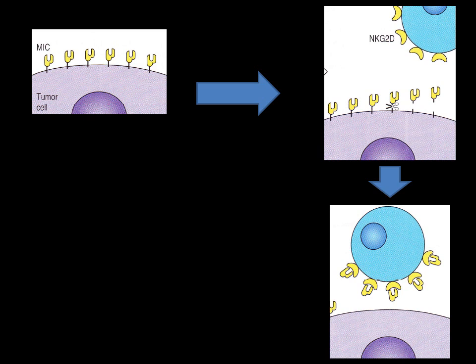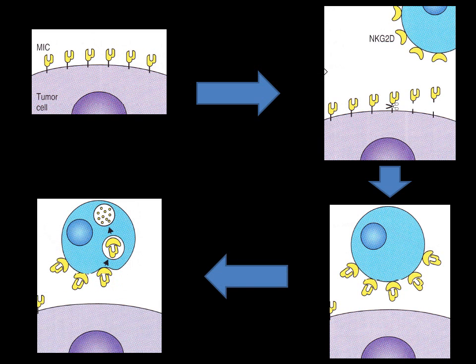Binding of MIC to NKG2D induces receptor-mediated endocytosis that removes NKG2D from the surface and speeds its degradation. By removing MIC from their own surfaces and removing NKG2D from lymphocyte surfaces, the tumor cells evade attack by natural killer cells, gamma delta T cells, and cytotoxic T cells.